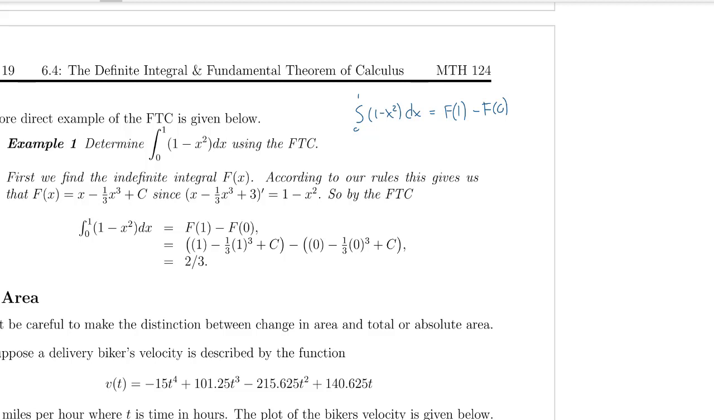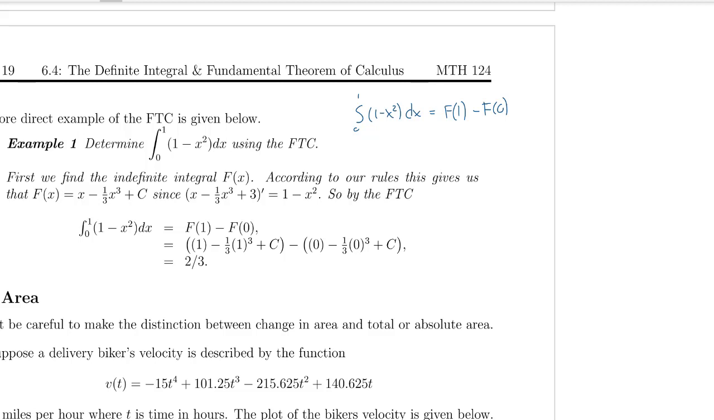So all we need to do is find any antiderivative of this function 1 minus x squared, and that will give us our F. And then we can subtract those values at 0 and 1 and find our exact area under the curve, or the solution to this definite integral. So you can see the work there below.